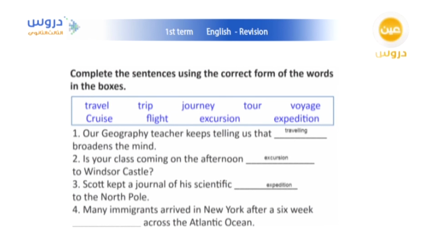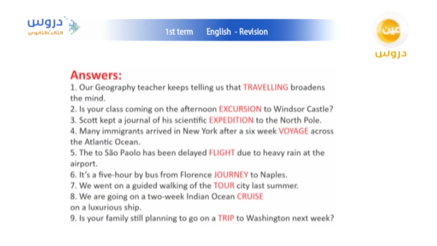Number 4. Many immigrants arrived in New York after 6 weeks space across the Atlantic Ocean. What can we add here? Number 4. Isra. Thank you, Isra. Good job. Thank you so much, Isra. This is voyage. This is number 4. Good job, Isra. And we have the answers.